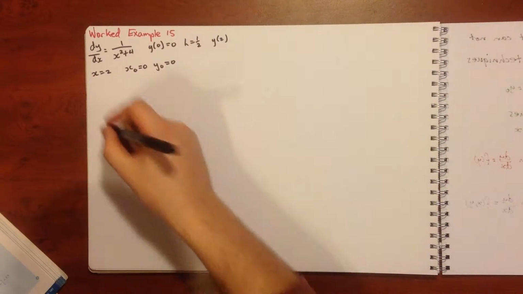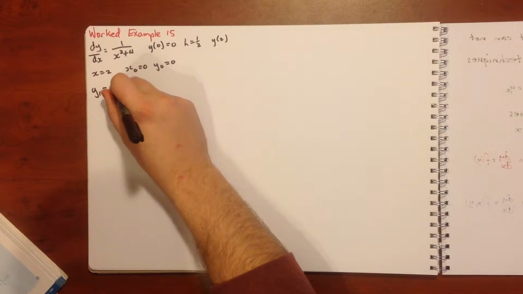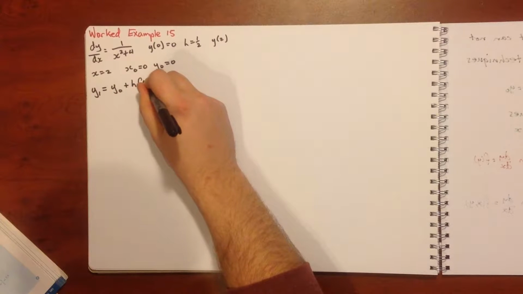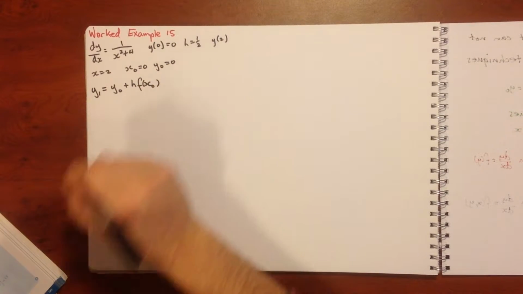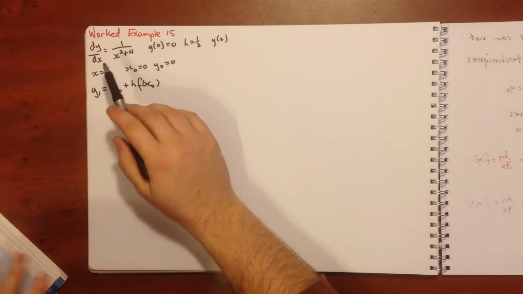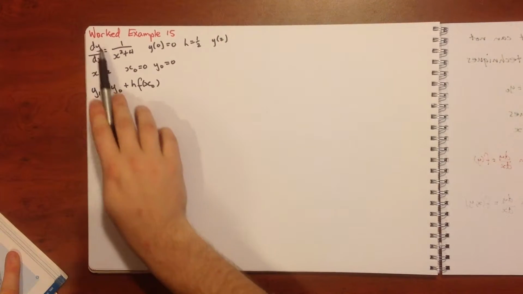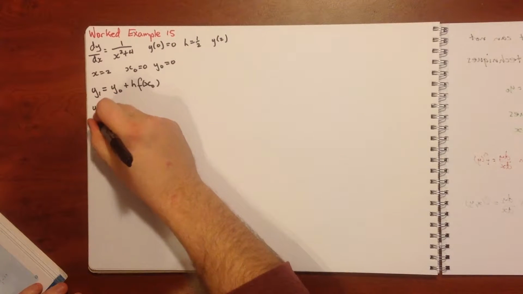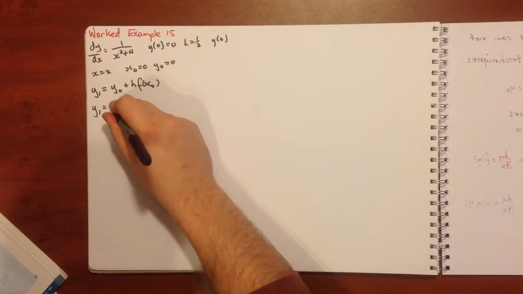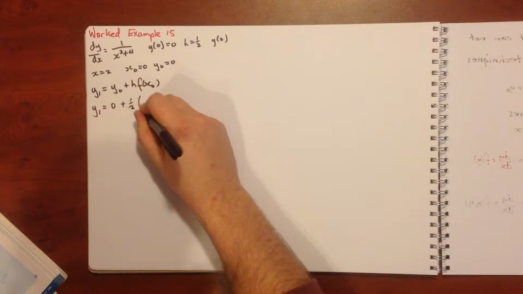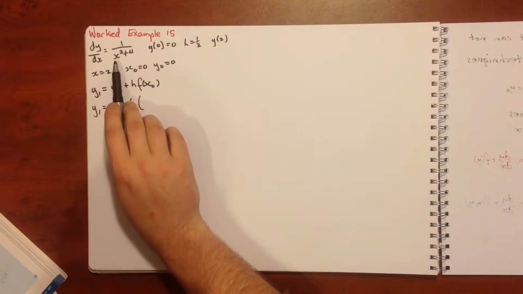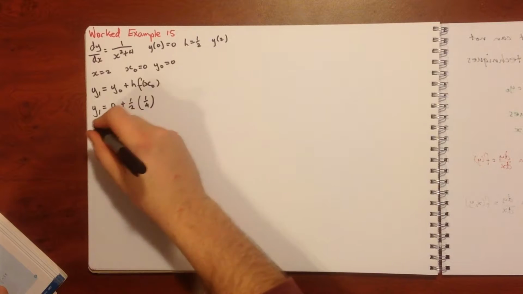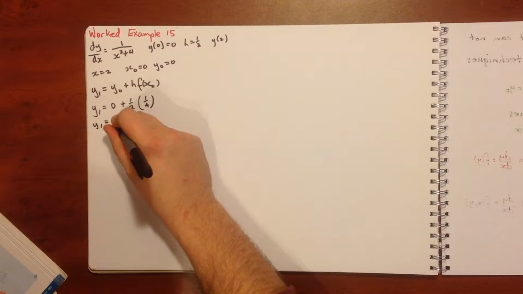So what we're going to do then is say y1 equals y naught plus h times f of x naught. We use this dy/dx as our f of x. So y1 equals y naught, which was 0, plus our half times f of x naught, which is 1 over 0 squared plus 4, so it's going to be times a quarter. So y1 equals 1 on 8.